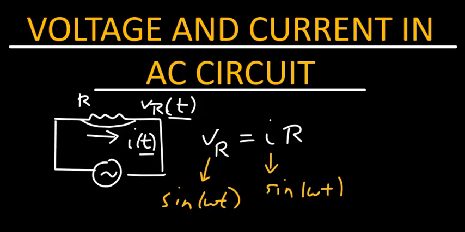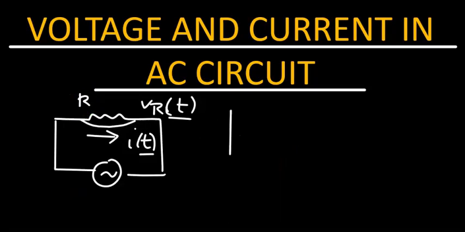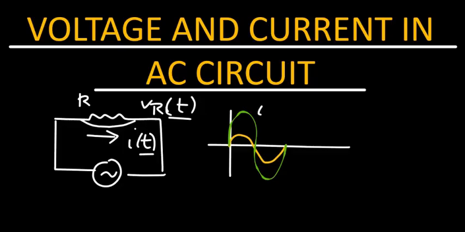So in a circuit that consists of a resistor and an AC generator, we say the current and the voltage are in phase with each other. And we can plot this relationship on a graph in the following manner. Assume that this is the voltage. The current would be in phase like that. So this is the current and this is the voltage across the resistor.